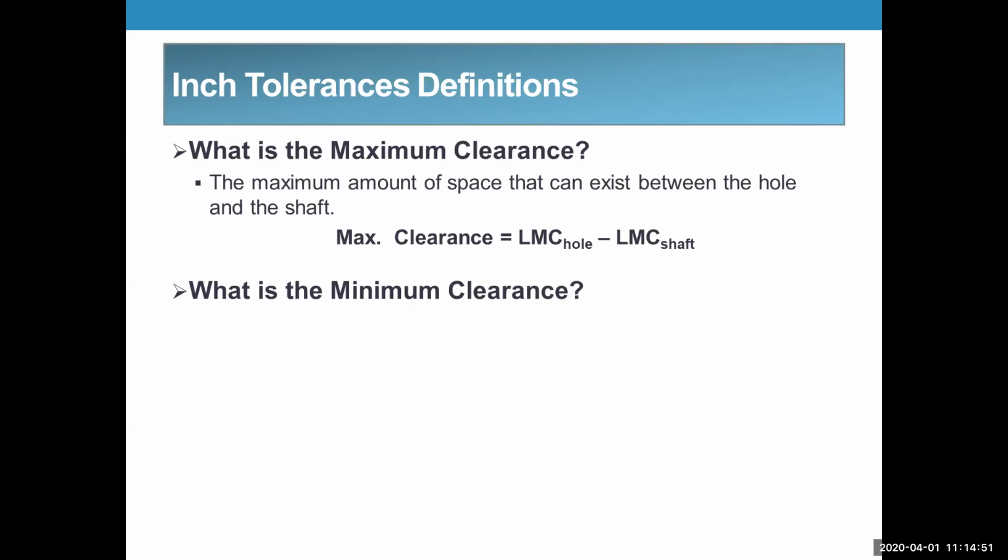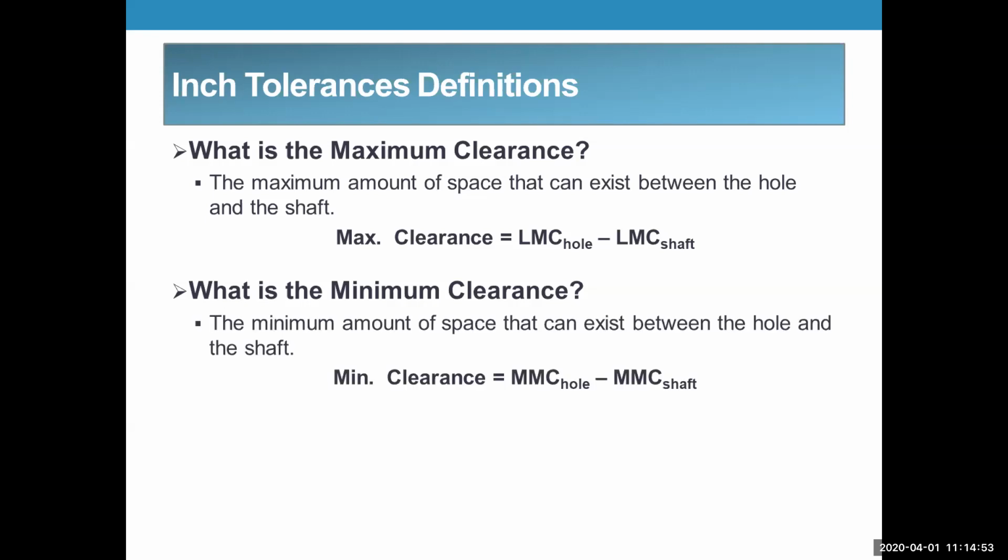The minimum clearance is going to be the opposite. The minimum clearance is the minimum amount of space that can exist between the two. And so the minimum clearance is going to be the maximum material condition of the hole, which is the smallest hole, and the maximum material condition of the shaft, which is the smallest shaft. The largest shaft, excuse me.